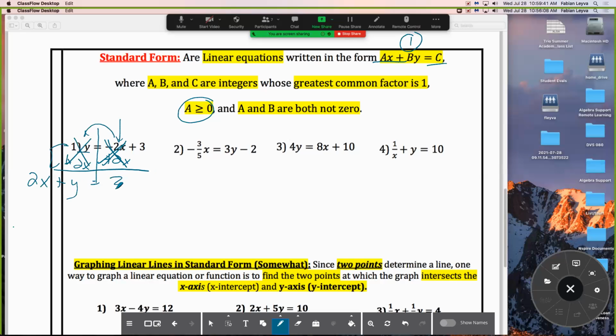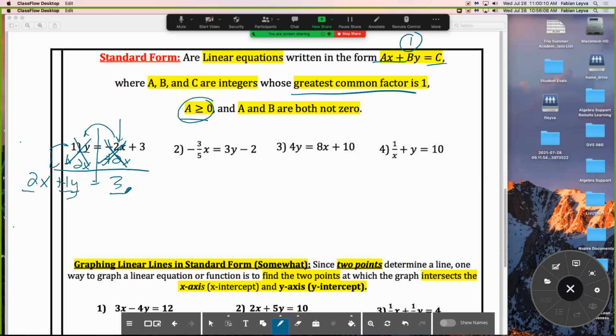Now you can see that my x and my y are on the same side. I can clearly see here that x and y are on the same side. My x is positive. Notice that A and B are both non-zero. Keep in mind that this value in front of my y would technically be a 1, so I'm good there. Now, I'm also going to check to see if my greatest common factor is 1. Is there a number that divides 2, 1, and 3 evenly that's not 1? The answer would be no.